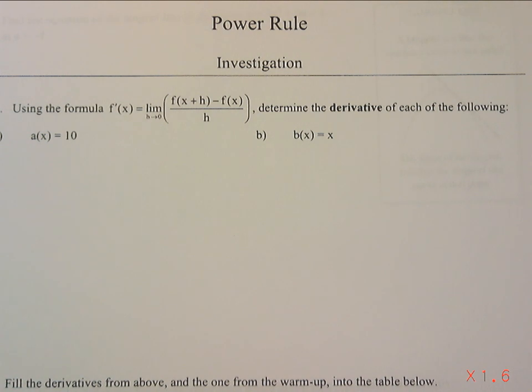So up first, the very first question says, using the formula f prime of x is the limit as h approaches 0 of f of x plus h minus f of x over h, determine the derivative of each of the following. That is what we did yesterday. So I would recommend that you pause the video and try it yourself, but I will walk you through it in case you don't remember what to do.